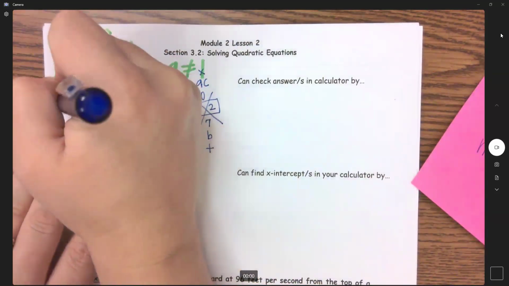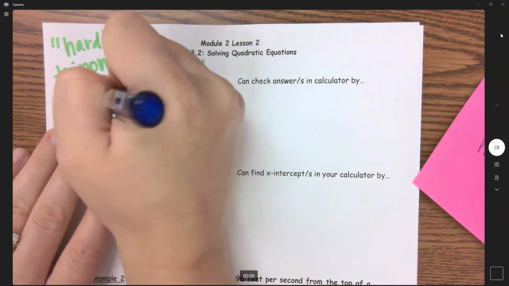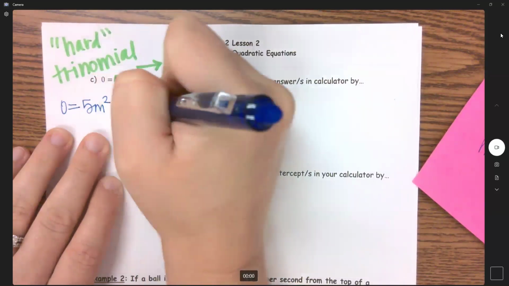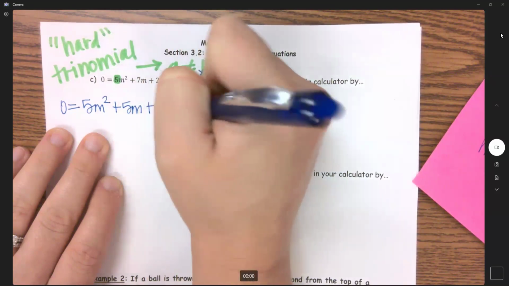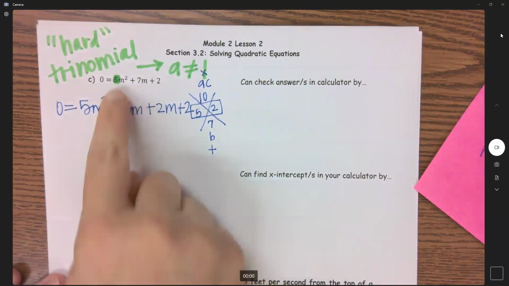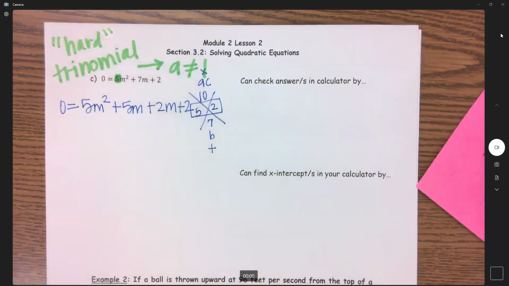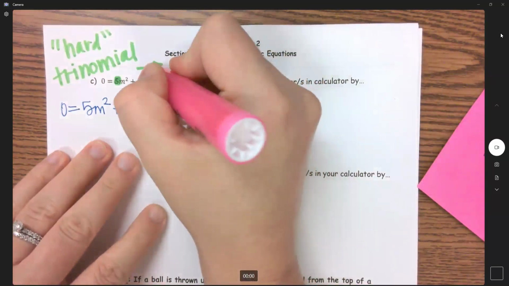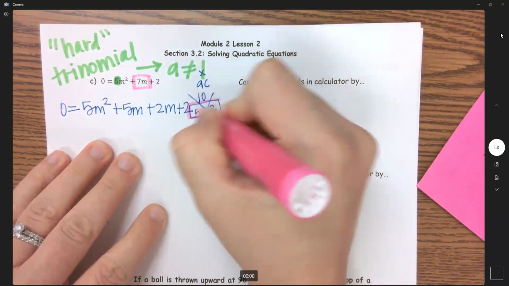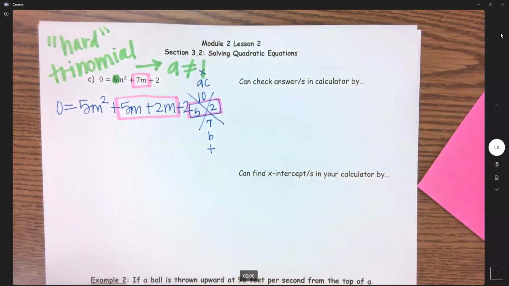So I'm going to start this way over here just so I have more room to write. So I have 0 equals 5m squared plus 5m plus 2m. I'm going to squeeze in here a plus 2. So where did I come up with that? I brought down my first term, my 5m squared. I brought down my last term, my 2. But this 7m right here got rewritten using these two numbers to now become 5m plus 2m.